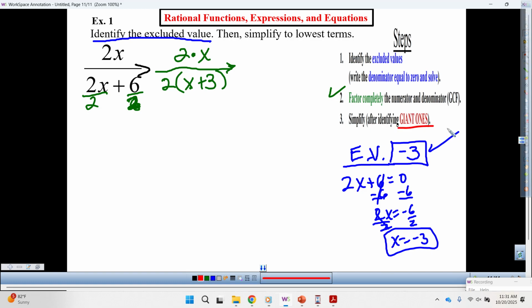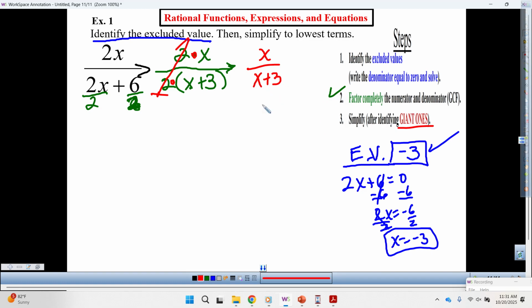Last, identify any giant ones. Do you see any giant ones? Multiplication here and here, so the giant 1 is the 2 over 2. What does that leave us with? X over x plus 3.